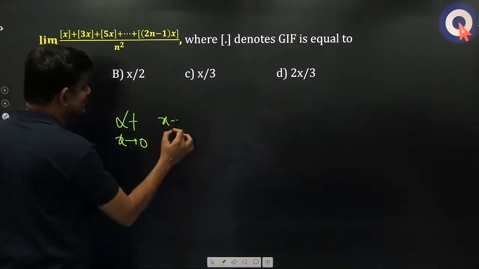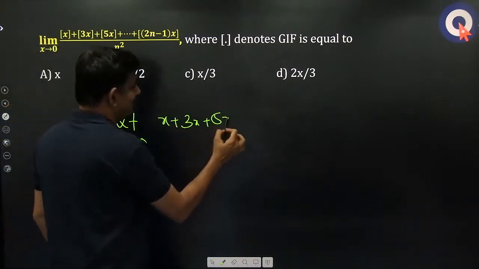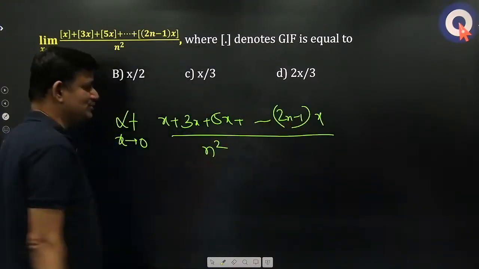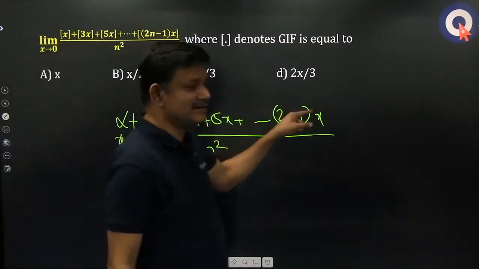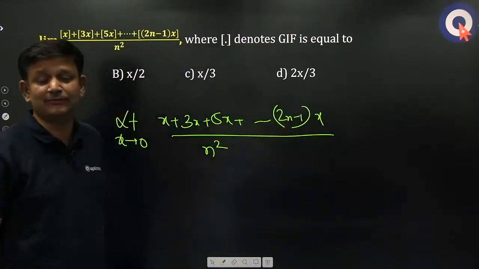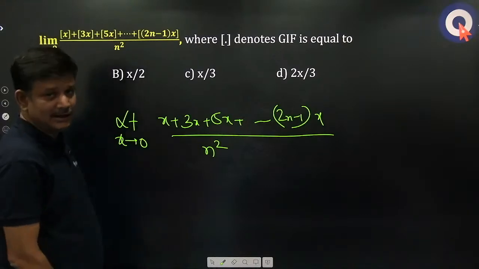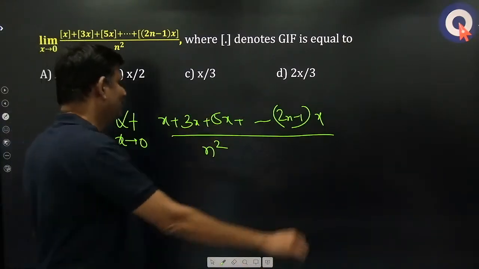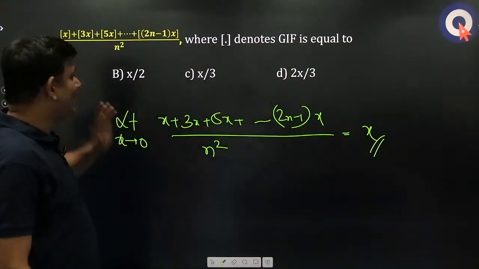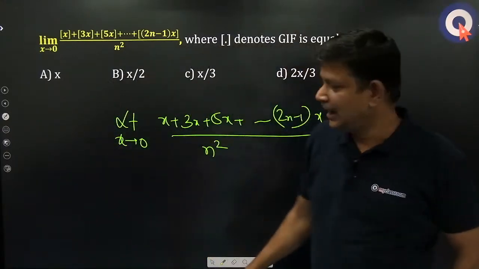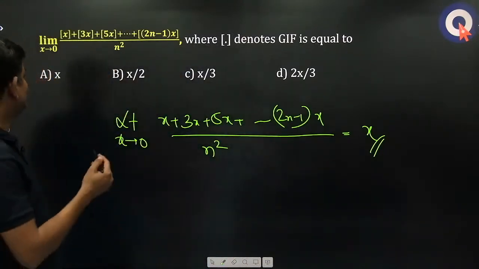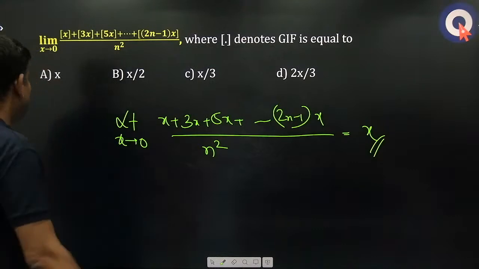A very simple question, x plus 3x plus 5x plus so on up to 2n minus 1 x divided by n square. Now you can see sum of first n odd numbers is n square. Sum of 1 plus 3 plus 5 so on up to 2n minus 1, sum of first n odd numbers is n square. N square gets cancelled. You have this answer as x. Had this integral part not been there, answer would have been x. But unfortunately, that is not the question.